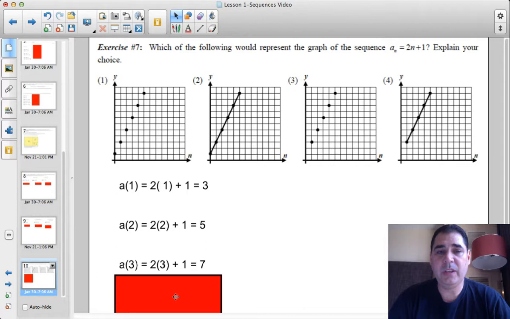Now which of the following would represent the graph? All right, so there's 1, 2, 3. Now we don't start at 0. We're not starting at 0, so it can't be 1. And we don't connect the dots with a sequence. So we just use process of elimination. The answer is choice 3. And it makes sense. You go over 1, up 3. Go over 2, up 5. Go over 3, up 7. There it is. It's choice 3.